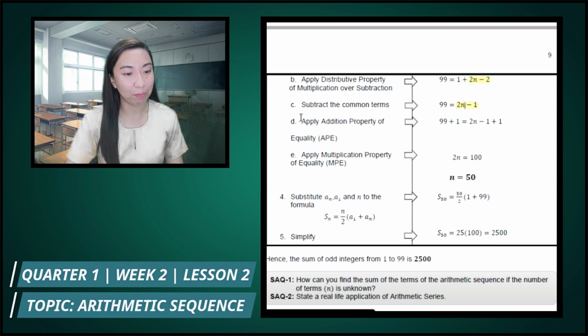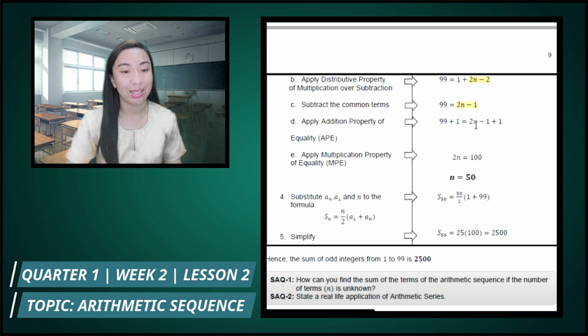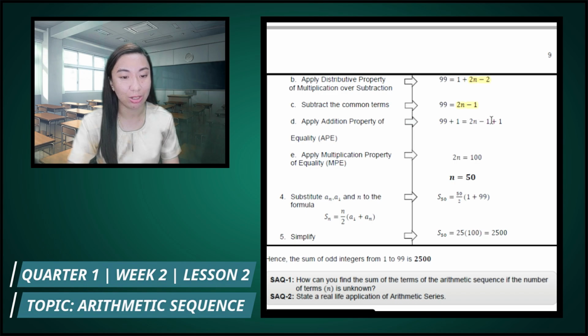Next is to apply the addition property of equality, or the APE. So 99 plus 1 equals 2n minus 1 plus 1. From this, ito, magiging 99 plus 1, which is 100, equals 2n. Negative 1 plus 1 is 0. So ang maiiwan na lang dito is 100 equals 2n, or 2n equals 100.